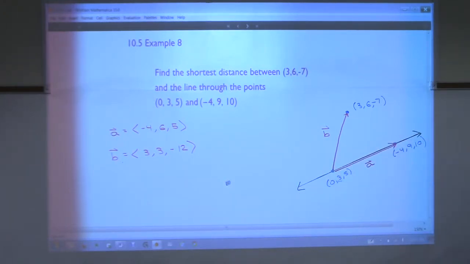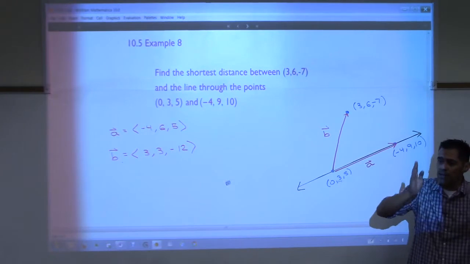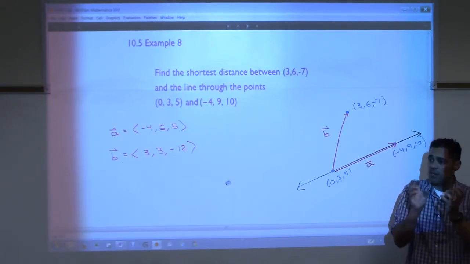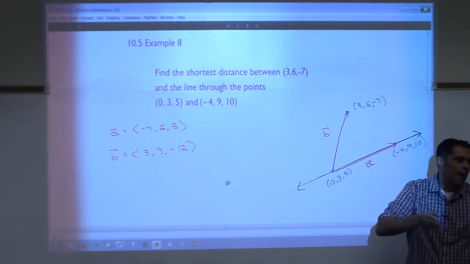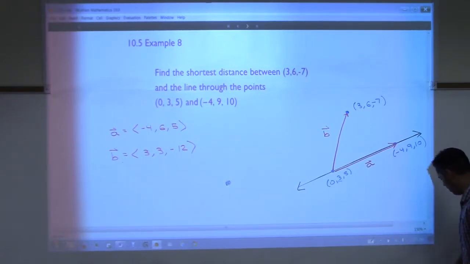Now, should I do A cross B or B cross A? Is it going to matter? Because you're going to take the magnitude of it. I know that when you cross them, the order does matter, but once you take the magnitude, it no longer matters. Okay? So that's it.